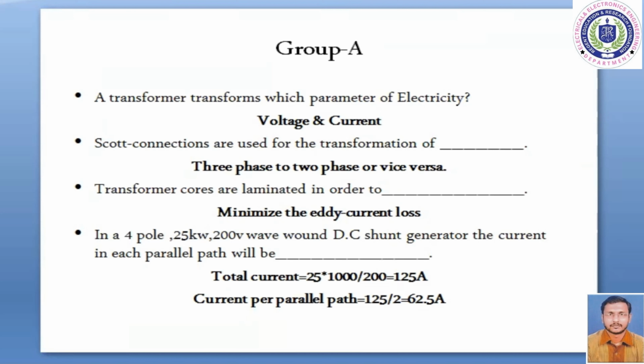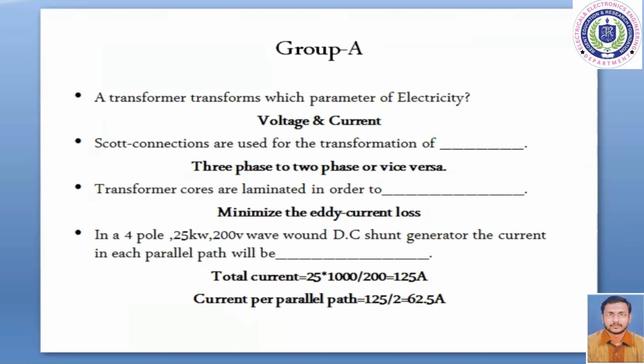The next question is a numerical. In a 4-pole 25 kilowatt 200 volt wave-wound DC shunt generator, the current in each parallel path will be dash. You have to fill in the blanks. For solving this numerical, first of all, you have to find out the total current. For calculating the total current, you have to convert 25 kilowatt into watt and then divide by the voltage. So you get the total current, that is 125 ampere.